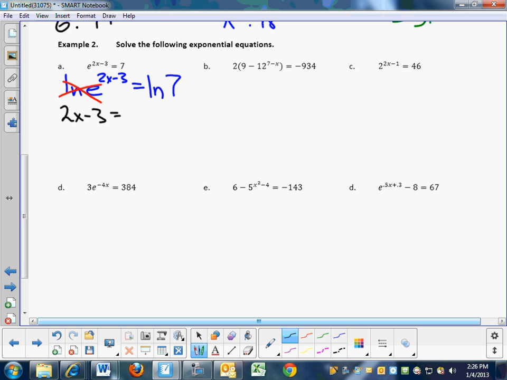What is the natural log of 7? I need a calculator. 1.945. So 1.95. Great. Now what? Solve it just like normal. Add the 3. 2x is equal to 4.95. And divide by 2. x is 2.48.